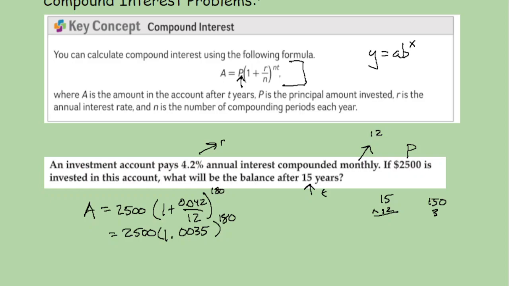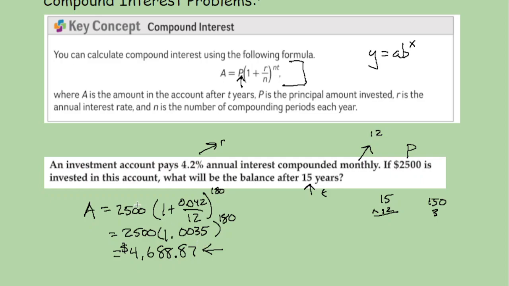But if I multiply it by 2,500, that means that at the end of 15 years of doing nothing with it, you have $4,688.87, rounding up. And that's your balance, just for putting money in. So you made basically over $2,000 just for dumping money in.